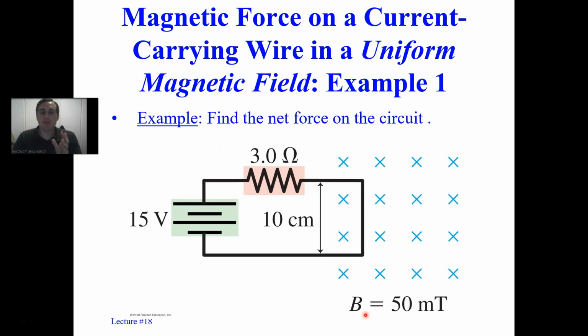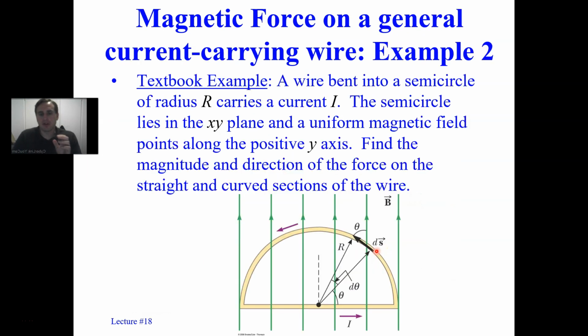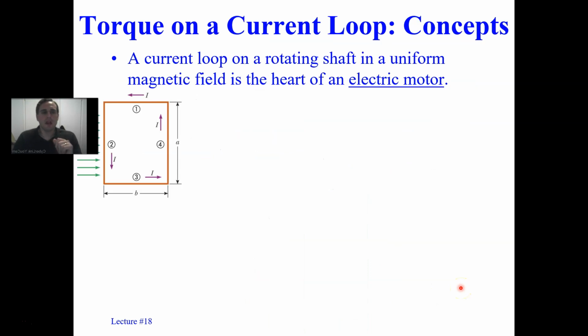Now the first example is for a straight piece of wire, like so, with a uniform magnetic field. The second example has a uniform magnetic field, but it doesn't have a straight piece of wire. Here we have a semicircular piece of wire. Okay? So we'll have to perform those in a later video. Okay, I want to talk about the torque on a current loop and the concepts.